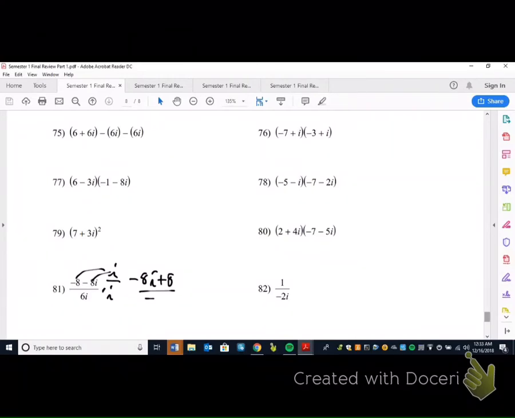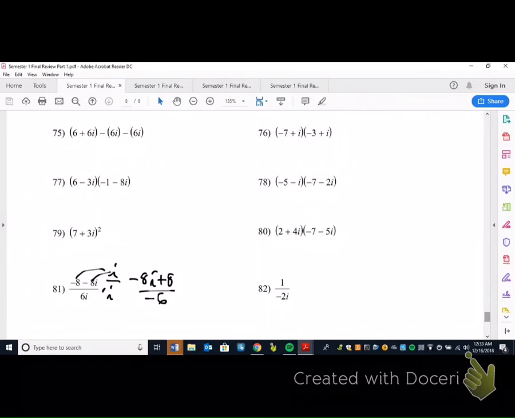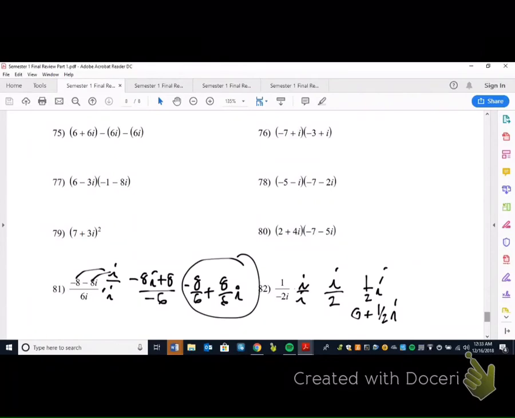So notice we multiply by i over i. That's 1, so we're not actually changing anything. Distribute the i to the numerator. The bottom becomes 6 times i squared. i squared is negative 1. 6 times negative 1 is negative 6. Same general idea for 82.